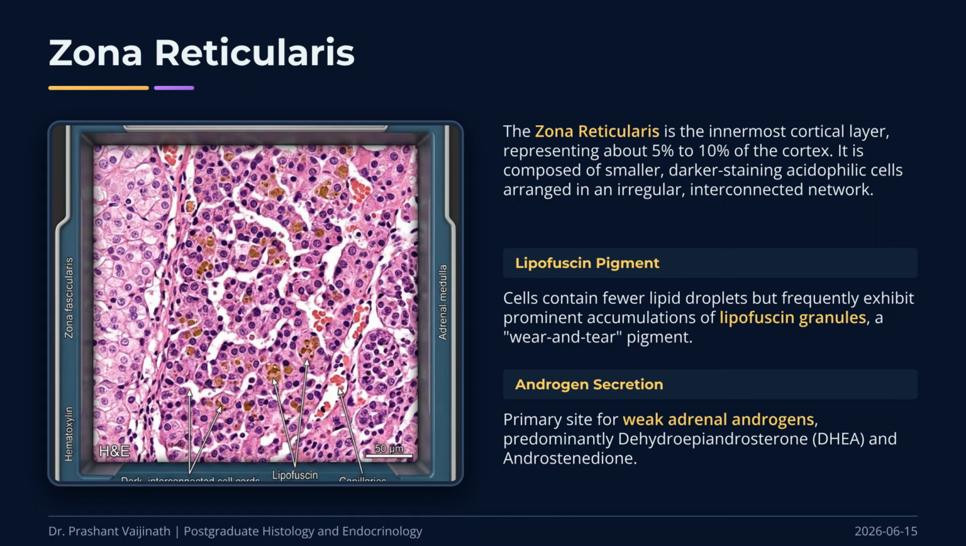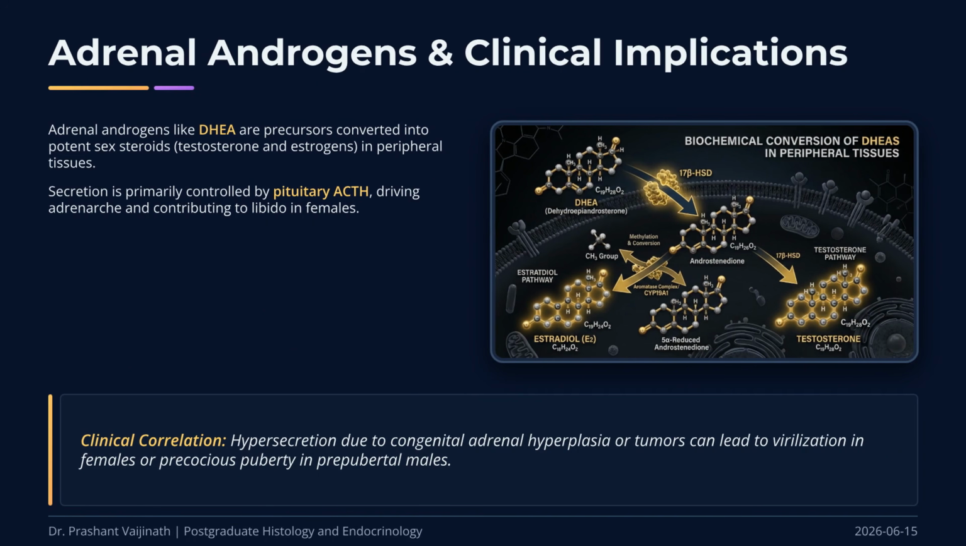The zona reticularis synthesizes adrenal androgens, particularly dehydroepiandrosterone, commonly known as DHEA, and androstenedione. Adrenal androgens are weaker sex hormones that serve as precursors for the synthesis of testosterone and estrogens in peripheral tissues. These hormones contribute to the development of secondary sexual characteristics, especially the growth of pubic and axillary hair. In females, adrenal androgens are an important source of androgenic hormones and influence libido.